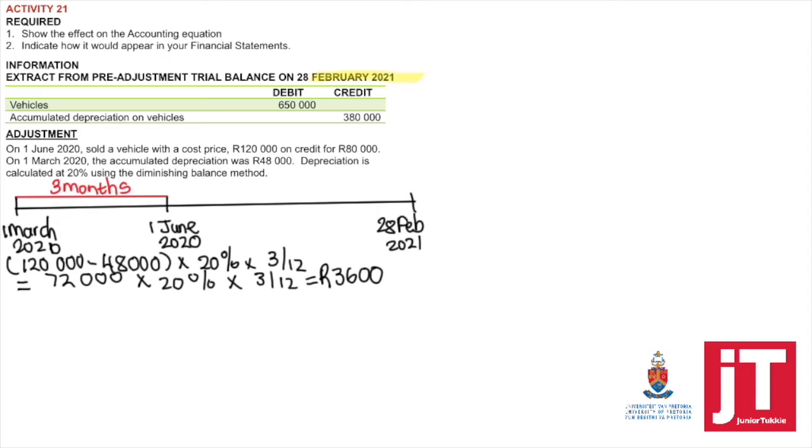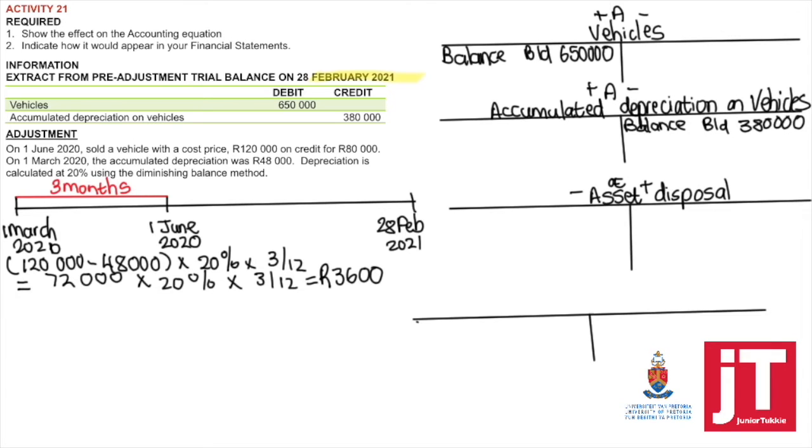So that's 3 months. Using the book value, we need to take cost $120,000 minus the accumulated depreciation in the beginning, $48,000. And don't forget to times it by 3 divided by 12. So my total depreciation is $3,600. I'm going to start with the opening balances from the pre-adjustment trial balance. Vehicles, $650,000, accumulated depreciation $380,000. So going through the steps now.